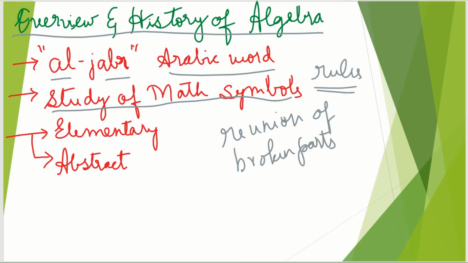Okay, now the basic part of algebra is called elementary algebra. This is the basic one, and the more abstract part is called abstract algebra or modern algebra. These are the two forms of algebra which we are going to come across.